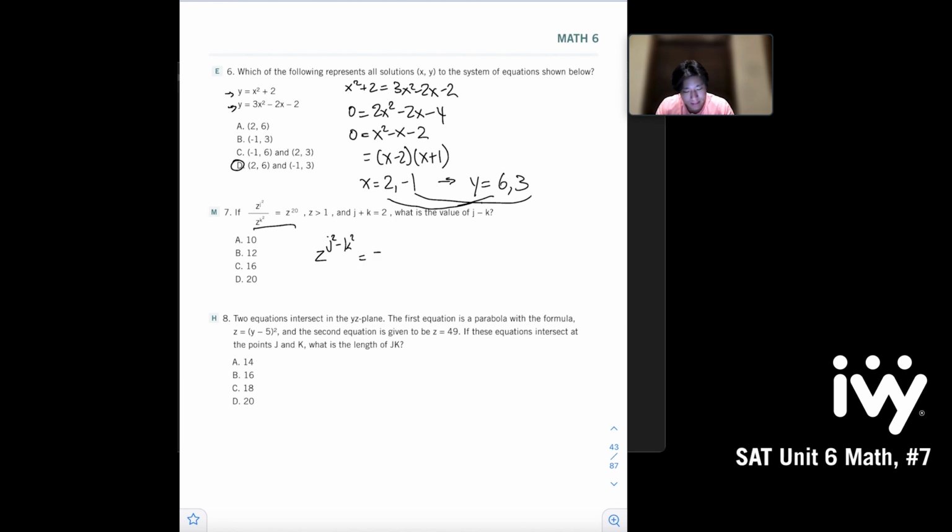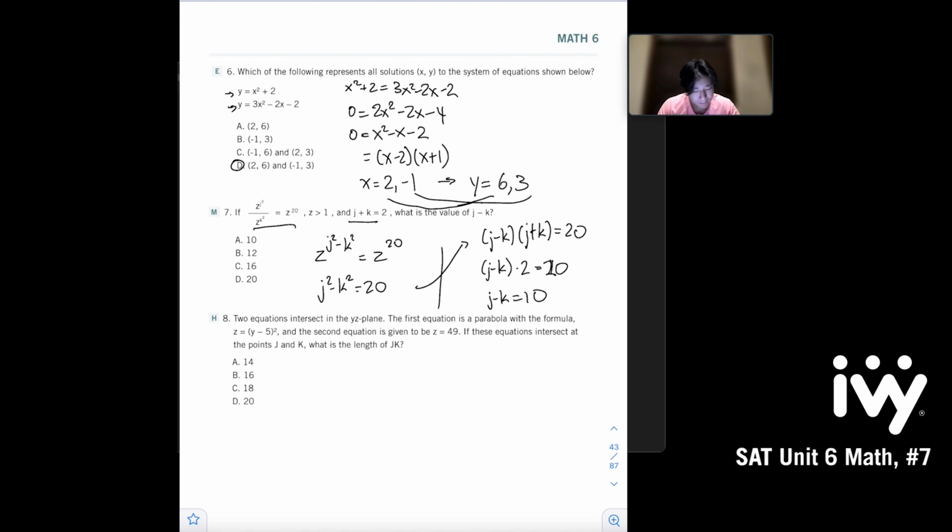And this is going to be equal to z to the 20th. So now we can actually get rid of the bases, so we have just j squared minus k squared is equal to 20. This way, we can factor this out, and we'll end up with j minus k times j plus k is equal to 20. And since we know j plus k is equal to 2, this just means that j minus k times 2 is equal to 20. So j minus k is just equal to 10. So our answer is A.